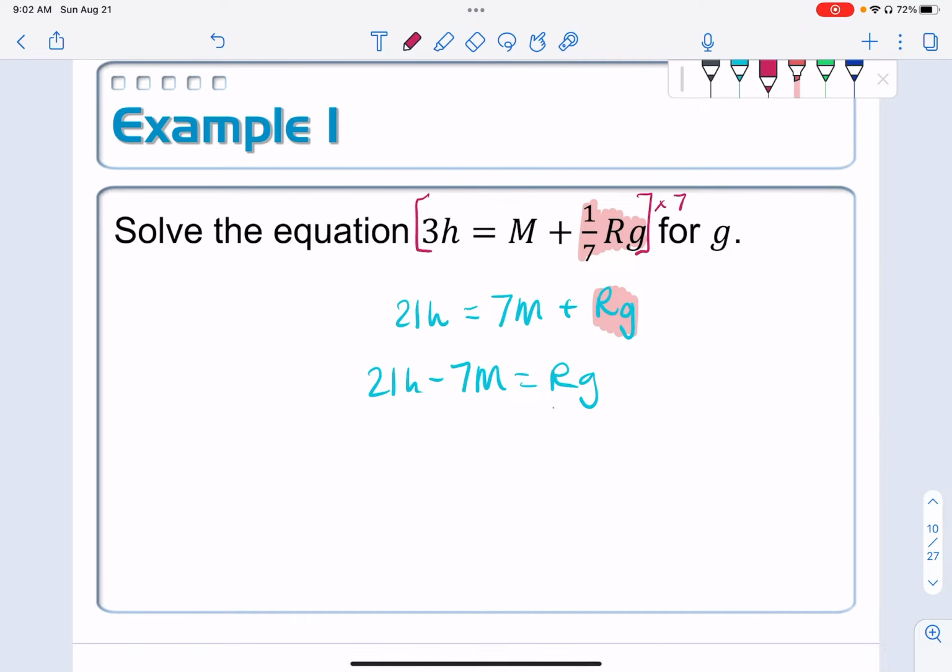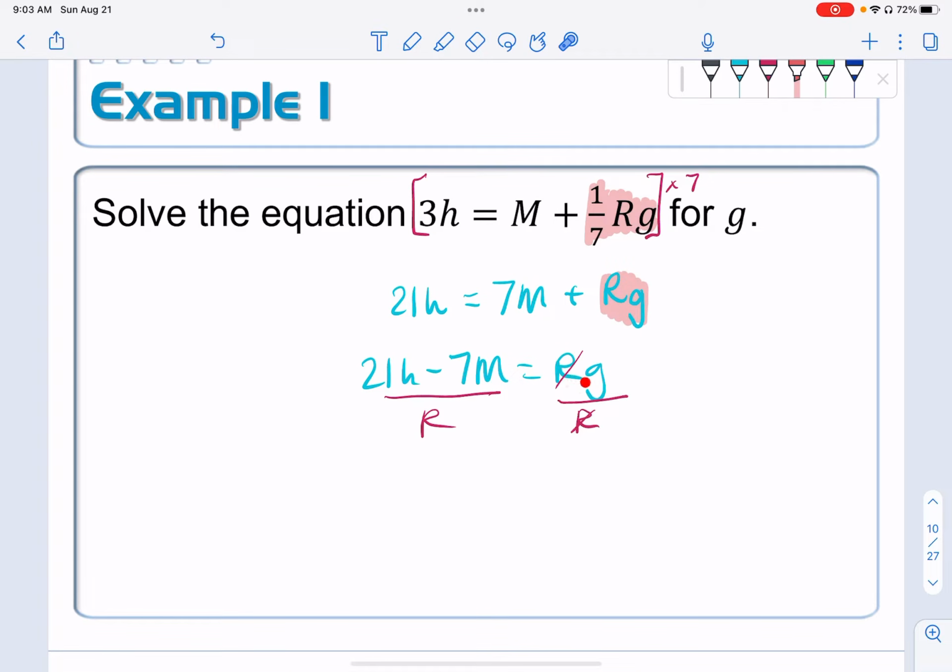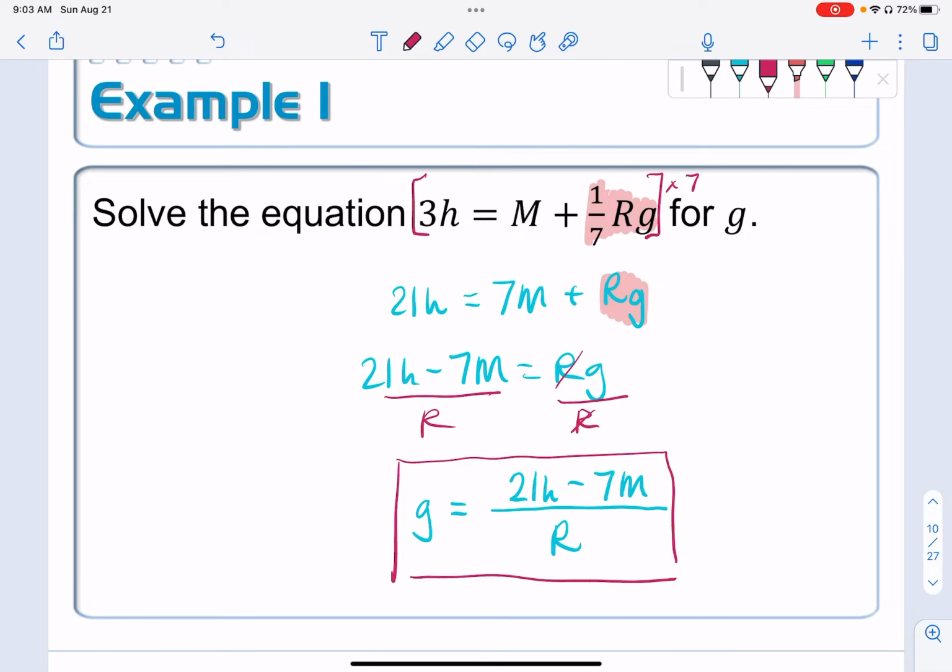Now you can, if you want to, divide by R, cancel, cancel. But if you know it's being multiplied over here on the right-hand side, to get it to the left, it's going to be divided. You could just write your answer. I'm totally fine with that. R, and I'm going to flip it over as well. So G is equal to, we'll have a fraction on the right-hand side, 21H minus 7M up top, and then our R's on the bottom. There we go. Our literal equation, we just solved that thing for G.